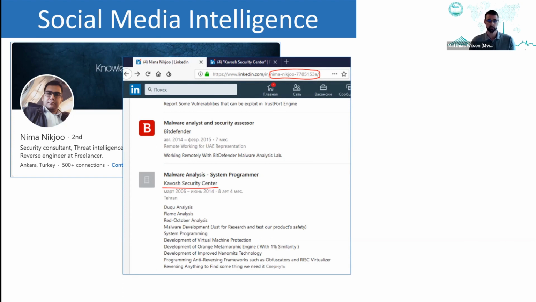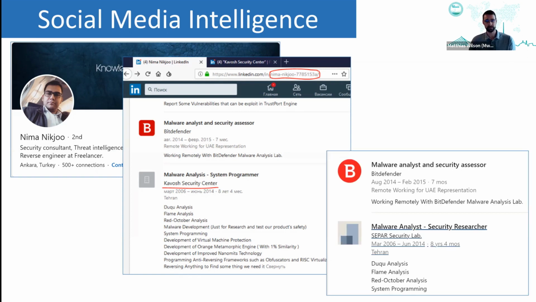where he mentioned that he worked for the Kavosh Security Center. According to a lot of the reporting, FireEye reporting, and Recorded Future reporting, this organization, this company, is linked to the Iranian government and participates in malicious activities. Now, if you take a look at this profile right now, you will see that now he says, I work for the SEPAR Security Lab.